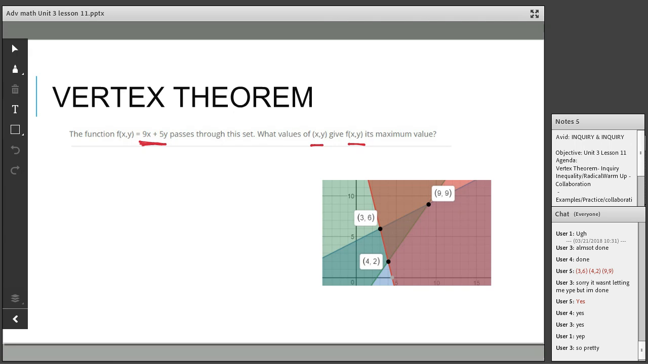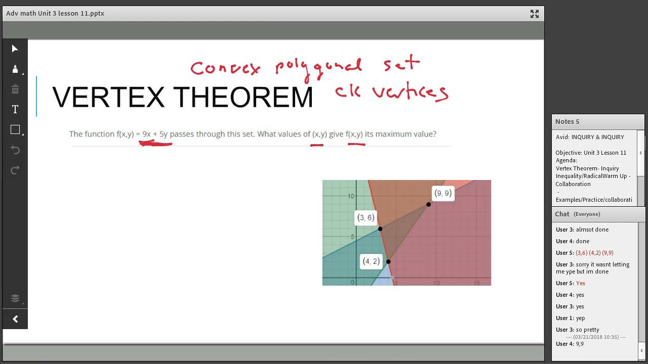The vertex theorem says your maximum or minimum point on a convex polygonal set, which is what we've got here, is one of the vertices. So you just throw your vertices into the function and see which one gives you the maximum value. Convex polygonal set. Okay, check the vertices. So what do you guys get as an answer? Which one of these vertices makes this function the max?